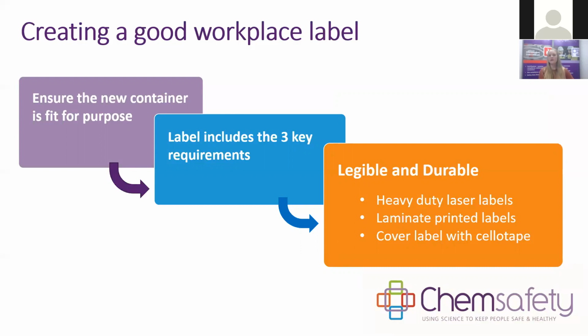And third, we want to make sure the label is both legible and durable. So this can be achieved in many ways. Here are just some examples. You can use a heavy-duty laser label. You can print a label from your work printer, not using the inkjet or thermal paper labels as mentioned on the last slide. But what we can do is laminate or cover the label with sellotape to enhance the durability of the label. You can also have labels printed commercially if you don't want to do that yourself, but you'll need to discuss the durability requirements with your label supplier.